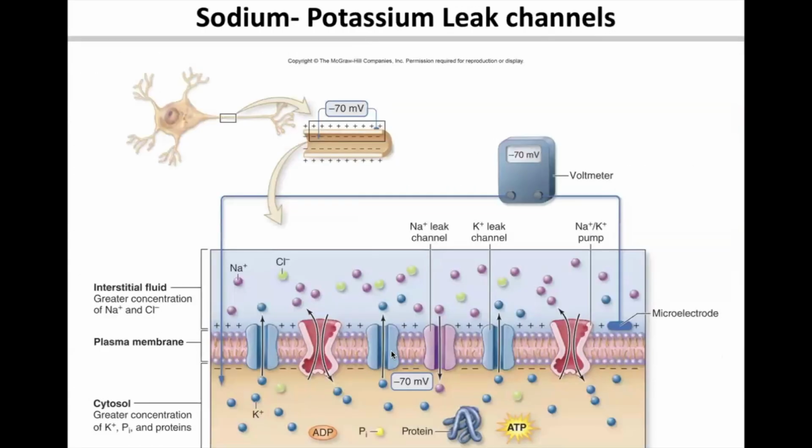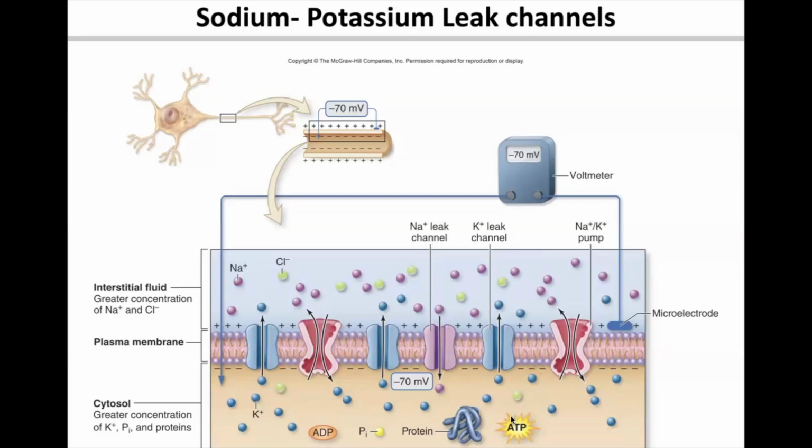The leak channels are present in the semi-permeable membrane, which give easy access to sodium and potassium. They just let sodium and potassium move freely. But what did we learn? Sodium is higher outside, potassium is higher inside. So through these leak channels, sodium will move inside and potassium will move outside, right? So it will try to create a balance.